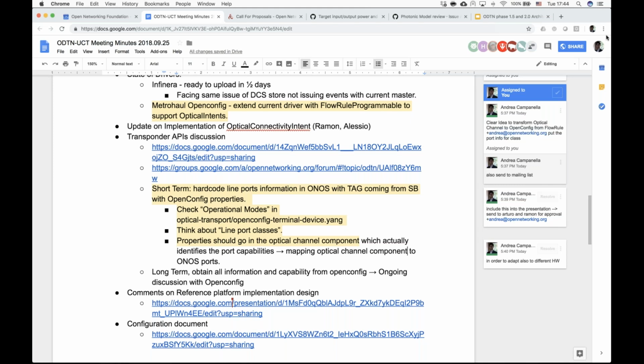I mean, if you are tuning the frequency in the optical channel, in my opinion, it makes sense to introduce the constraints of the tunability of that frequency in the optical channel and not in the port.